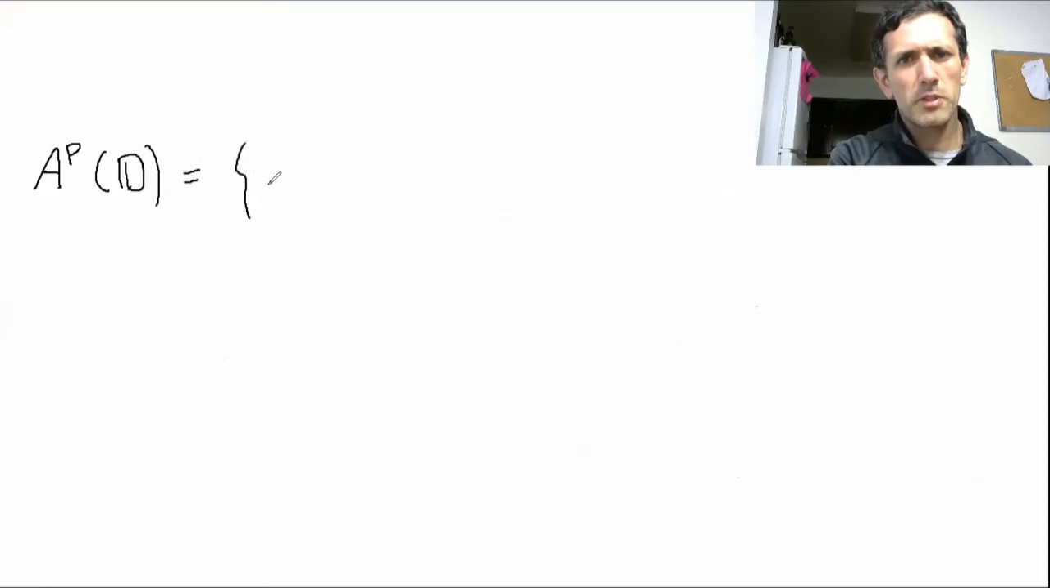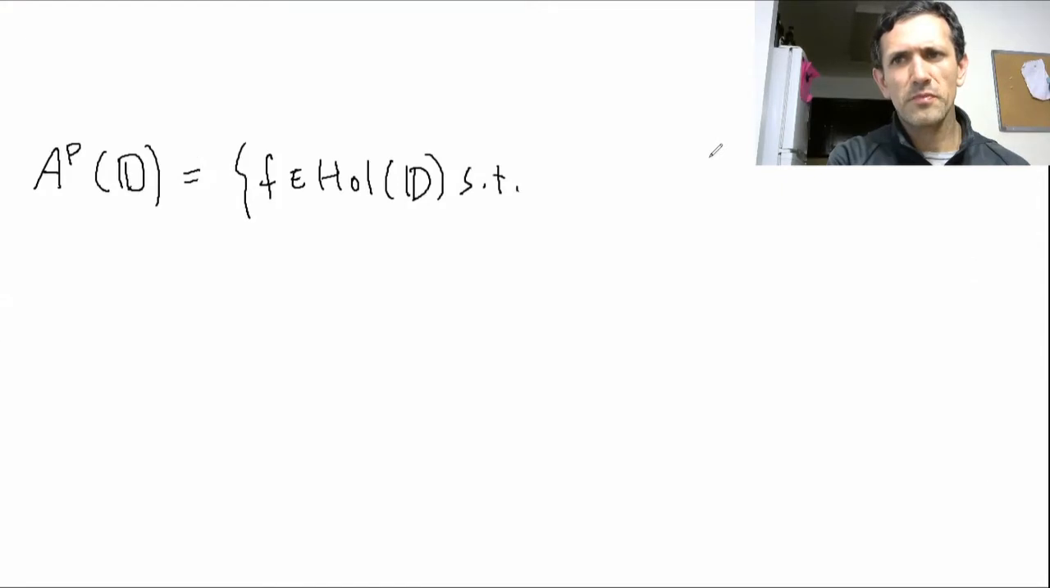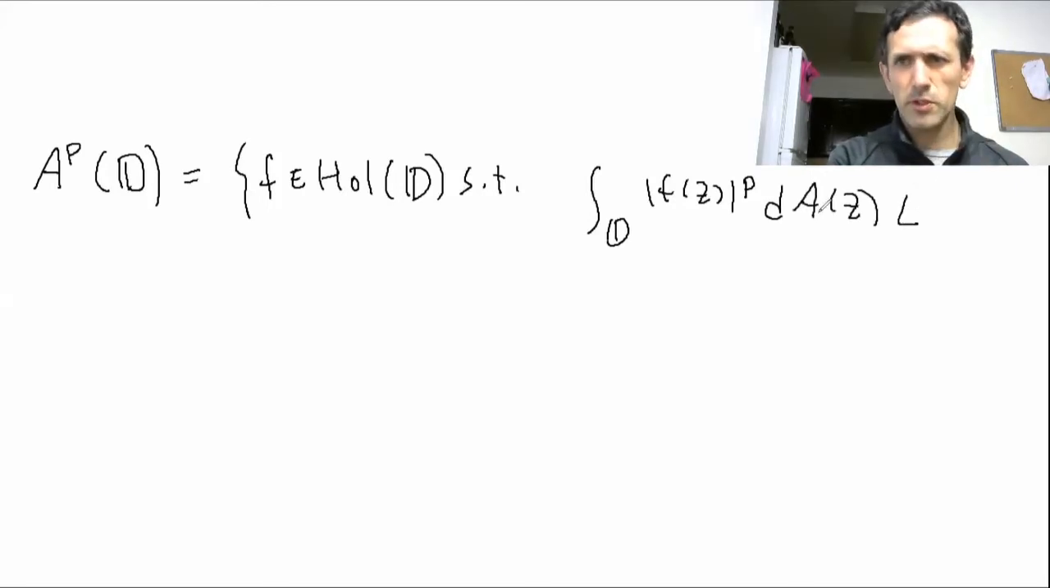So remember what the Bergman space of the disk is. It's all holomorphic functions on the disk where this integral here is finite. And here A is just ordinary two-dimensional area measure. So really this is a Riemann integral because f is continuous on the disk, it's holomorphic.